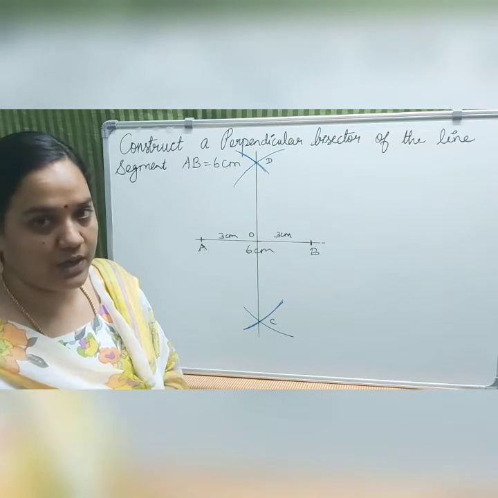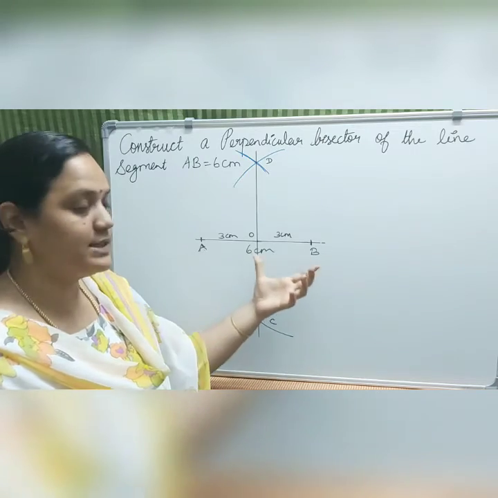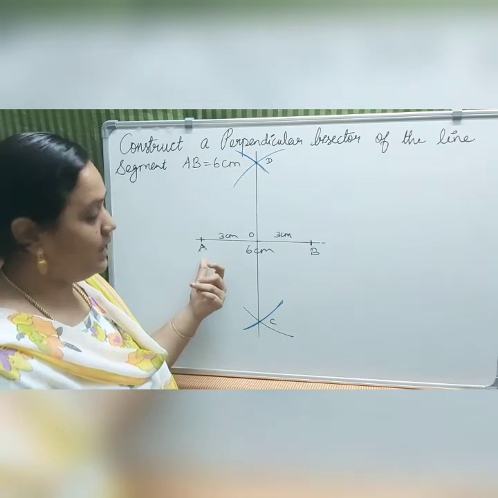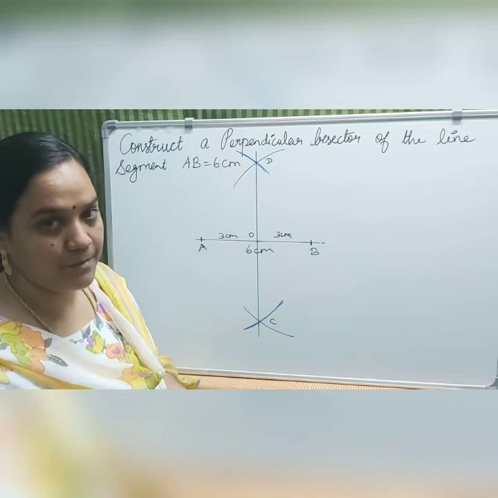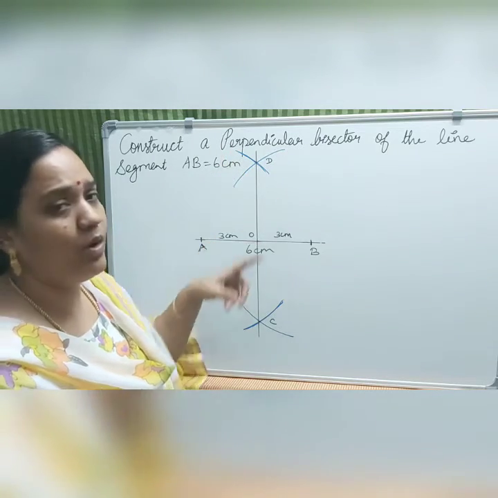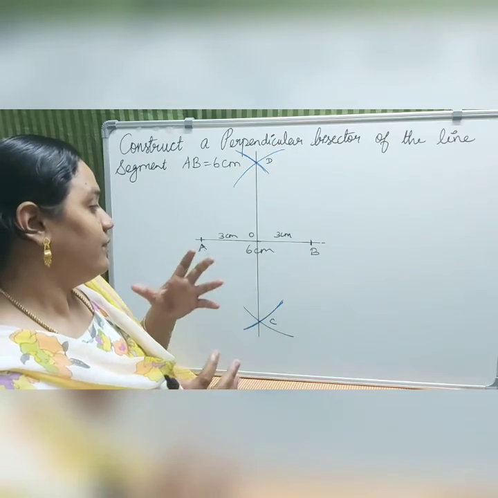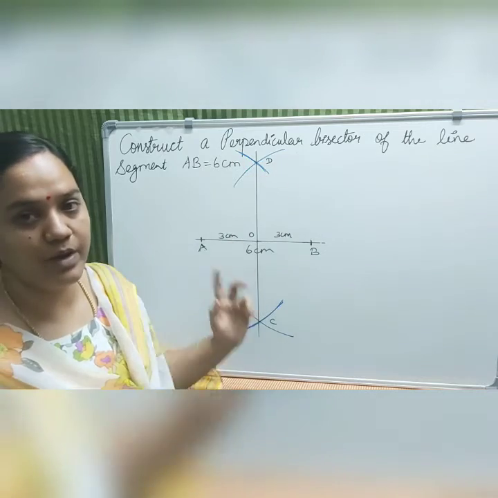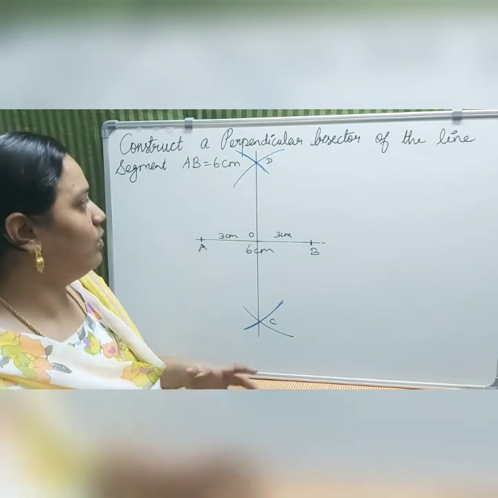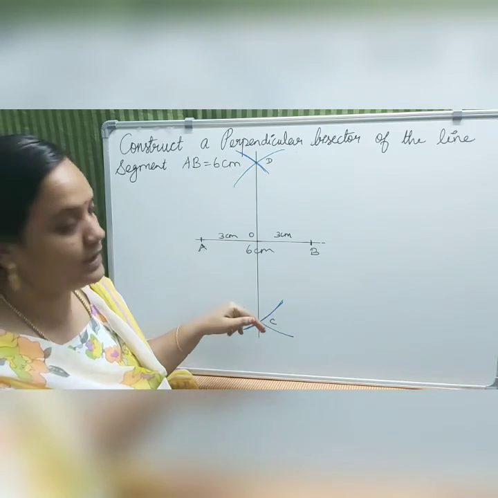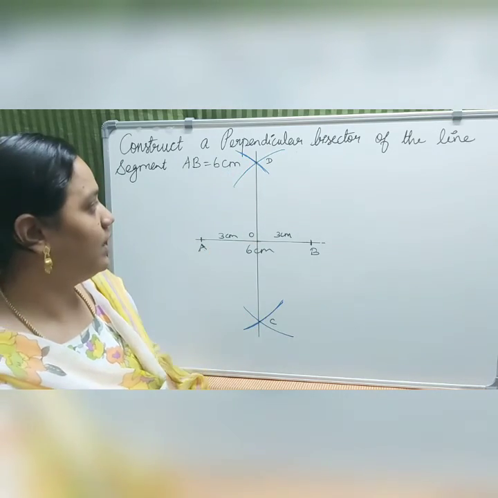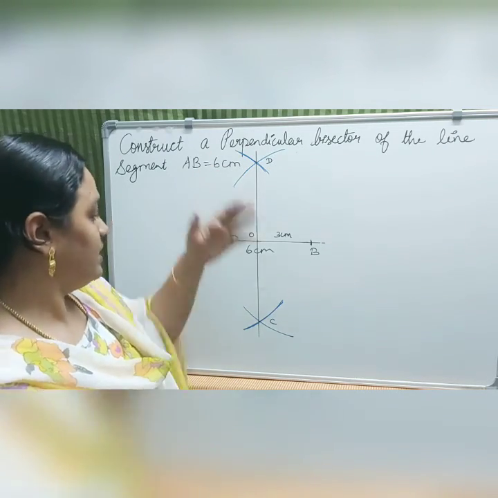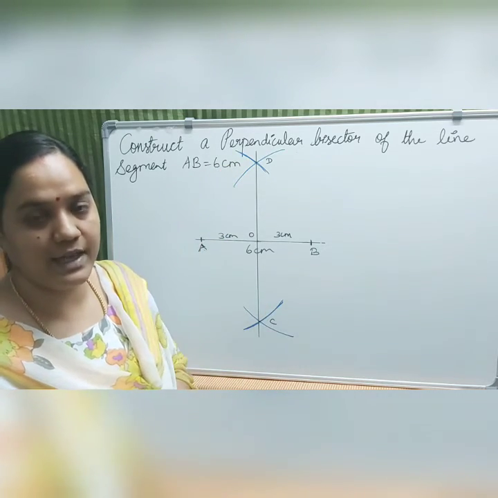Okay, so let me explain again. First thing is, draw a line segment AB equal to 6 centimeter. Then second point is, with A as center and radius more than half of AB, cut an arc above and below AB. With the same radius and B as center, cut an arc above and below AB. Now mark the intersecting points as C and D. Now join CD. Finally, you have to write CD is the perpendicular bisector for the line segment AB.